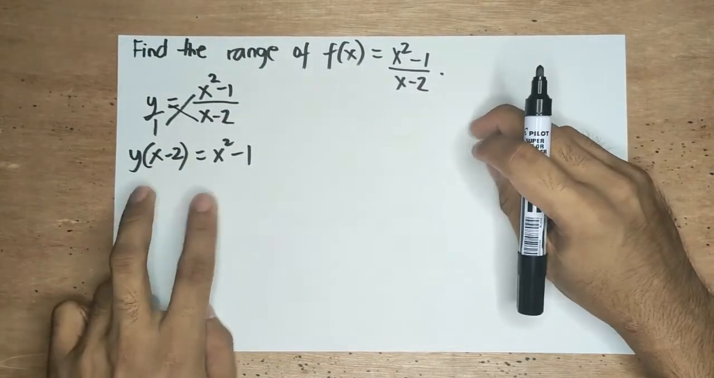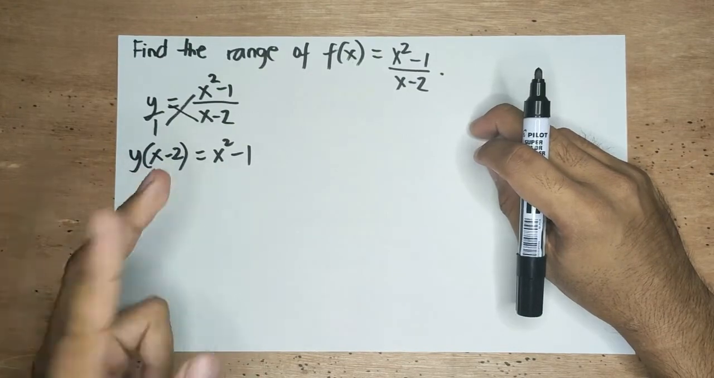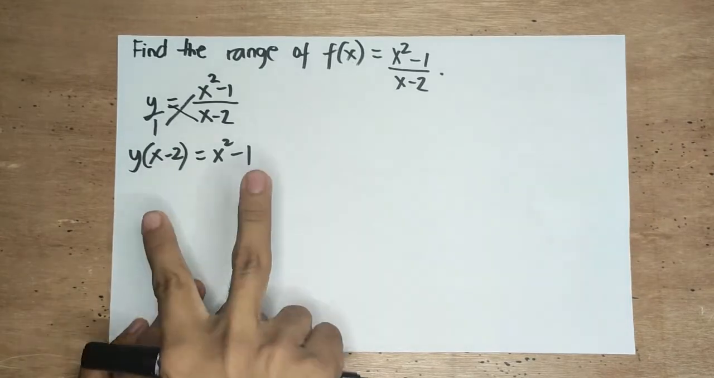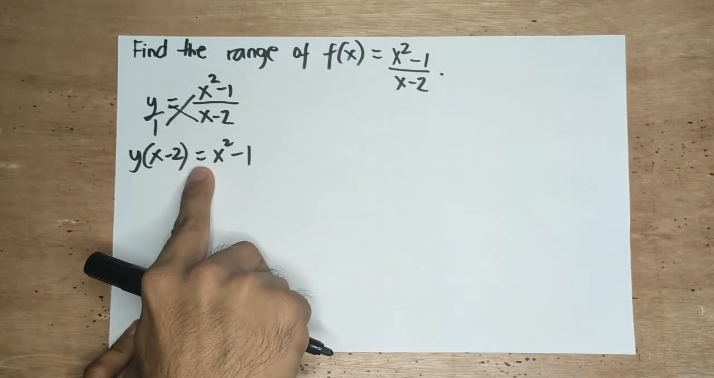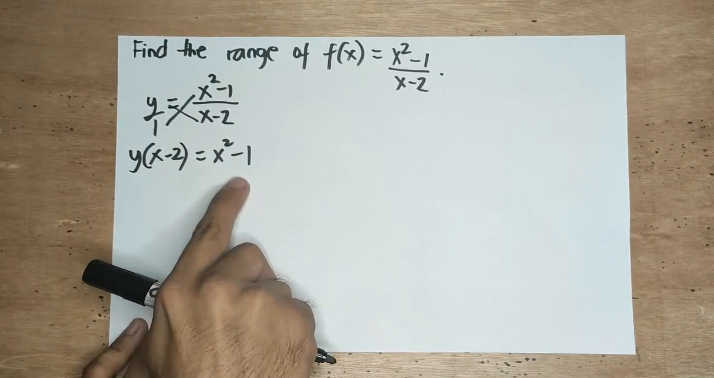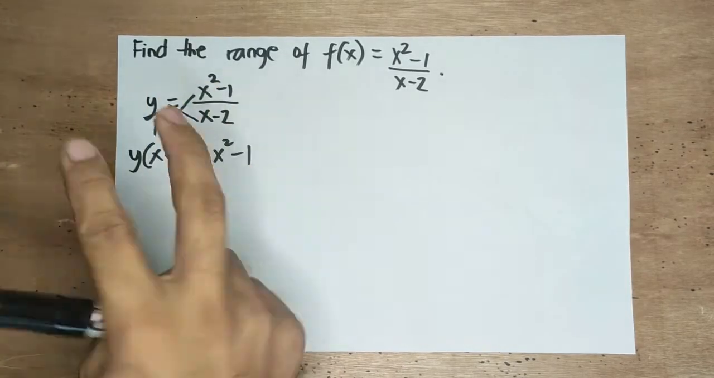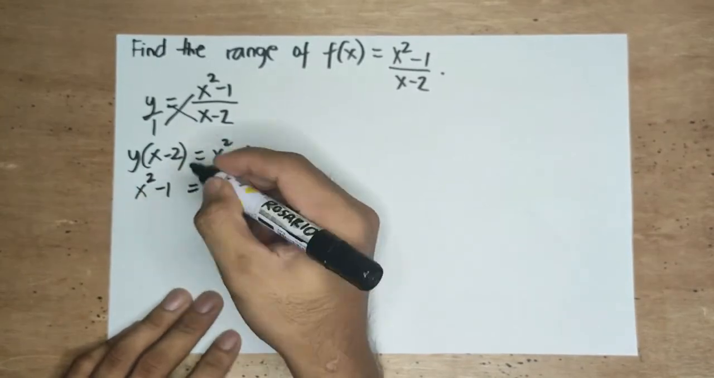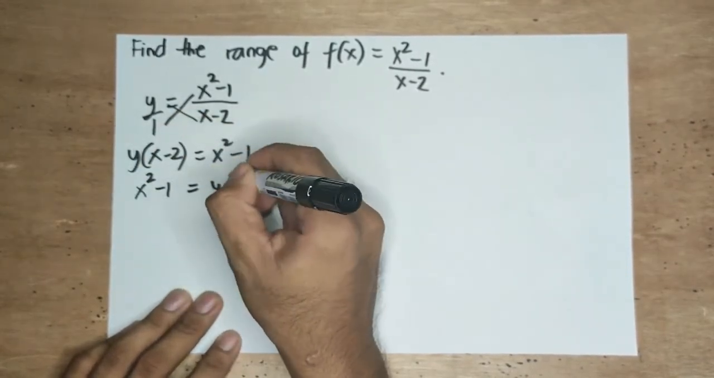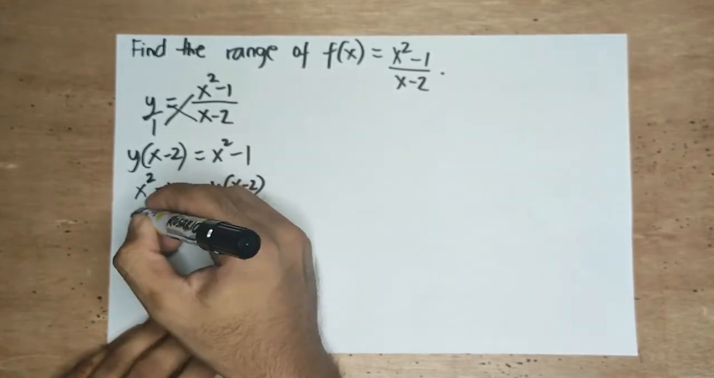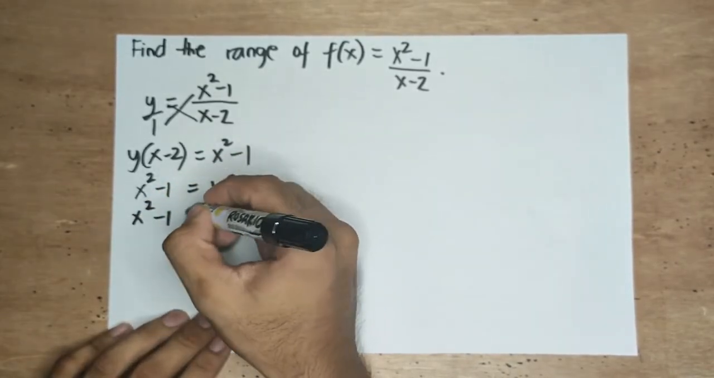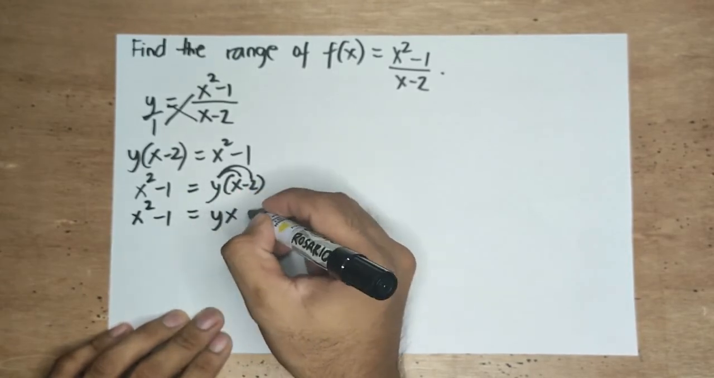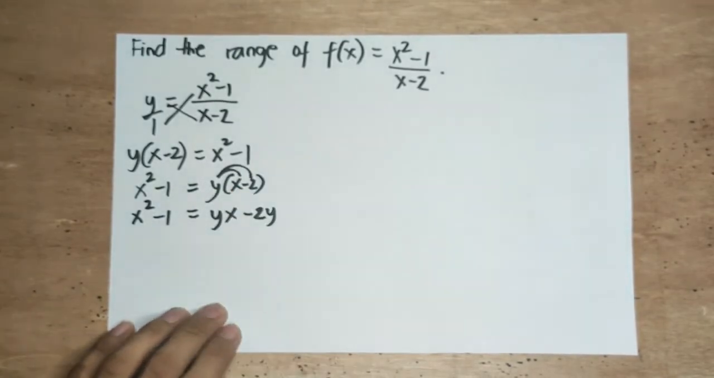So, since equal silang dalawa, pwede natin silang pagpalitan ng positions. Okay? Hindi transposition ang tawag doon. We just swap their positions kasi this symbol indicates that these two are equal. So, parang pagpapalitan lang natin sila ng positions. It will give us x squared minus 1 is equal to, this will be y times x minus 2. So, bring down x squared minus 1, then distribute y to all the terms inside the parentheses. So, we have yx minus 2y.